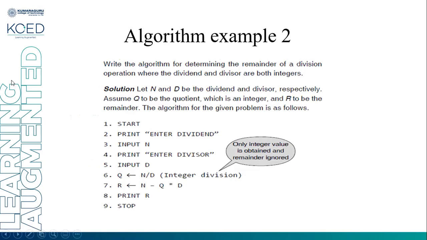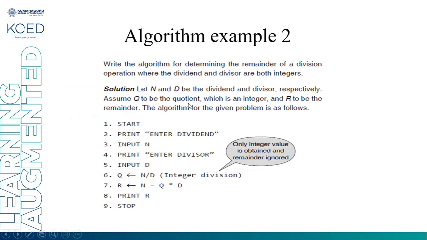Example two: write the algorithm to determine the remainder of a division operation where the dividend and divisor are both integers. You have to find the remainder. Solution: let n and d be the dividend and divisor. n is the dividend, d is the divisor, respectively.